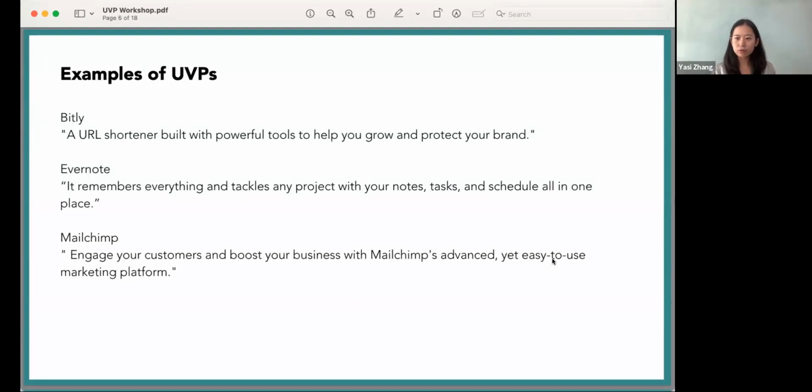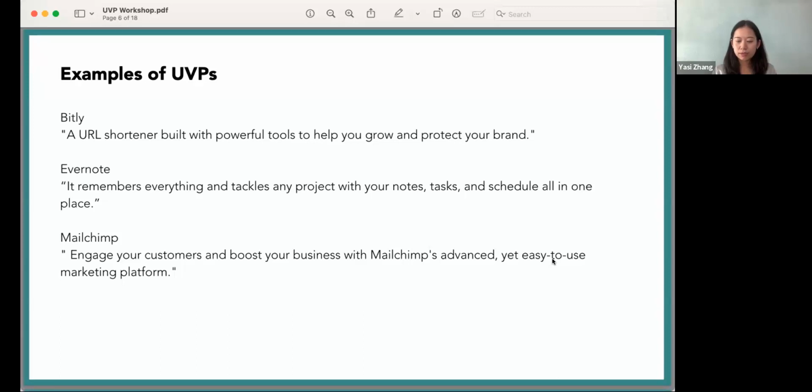So some good examples of UVP that I found online that I think are very easy to understand, and also some of the services or software that most of you already use. One is Bitly. Bitly is the URL shortener. So you can also track how many people click through this URL. And this is a very simple platform that everybody knows how to use. So their UVP is: a URL shortener built with powerful tools to help you grow and protect your brand.